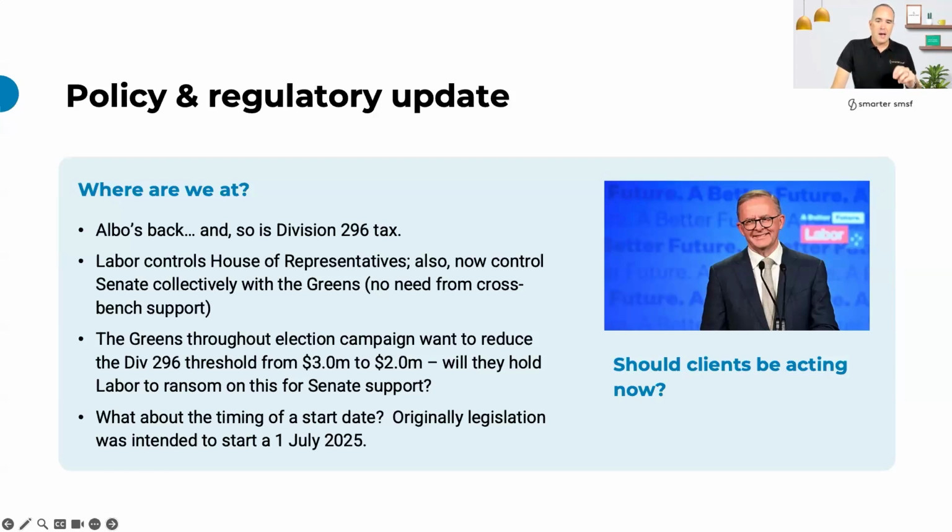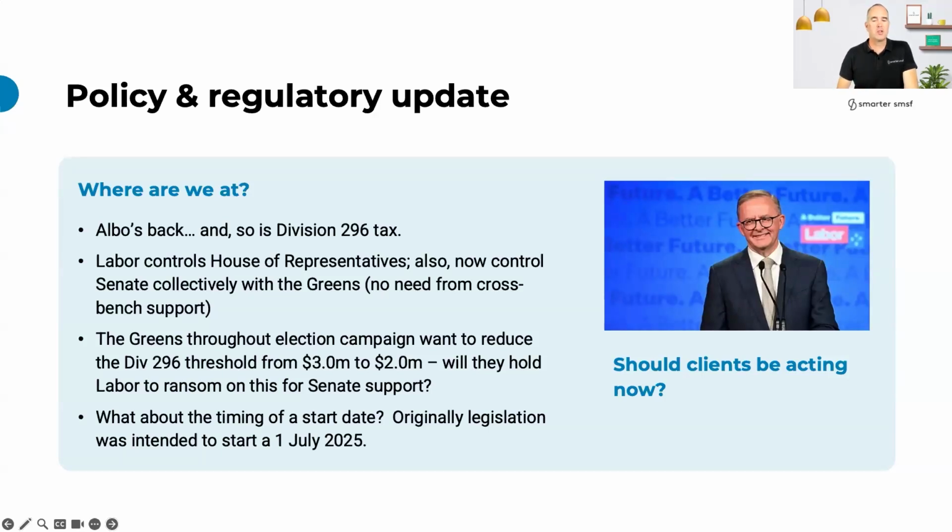And then it comes down to the timing, because the original legislation was slated to commence on the 1st of July 2025. We wouldn't see this bill go through both houses of Parliament before that point in time. So would they be bold enough to retrospectively backdate it to a 1 July start date, which would give less than 12 months to make all those changes, because the Division 296 tax legislation takes effect at the end of that first year?